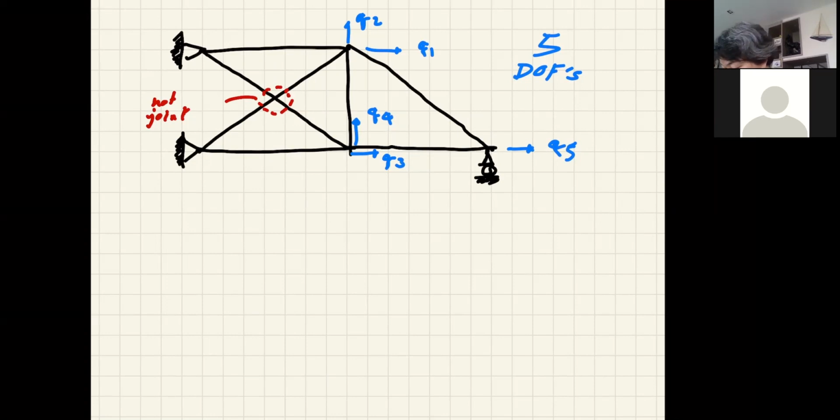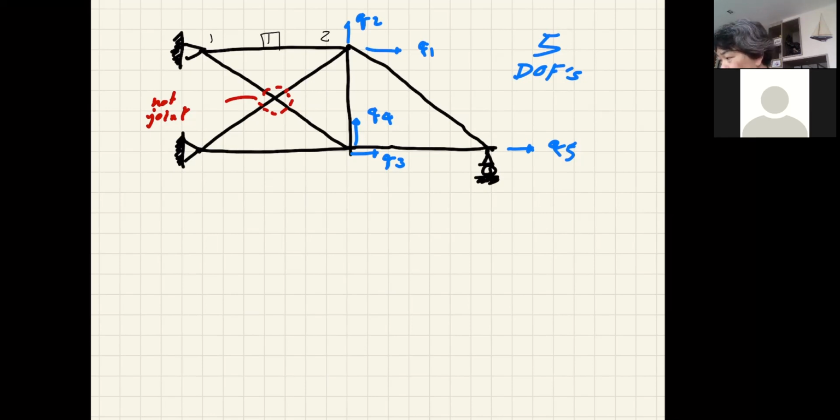So let's say this is my member number 1, and I'm going to give it local nodes 1, 2. Generally you should give the numbering to every member before you start doing the code, but I'm afraid it may get a little messy, so I'm just going to do it while we label and number the members. If this is the local node for member number 1, what is going to be the code matrix?